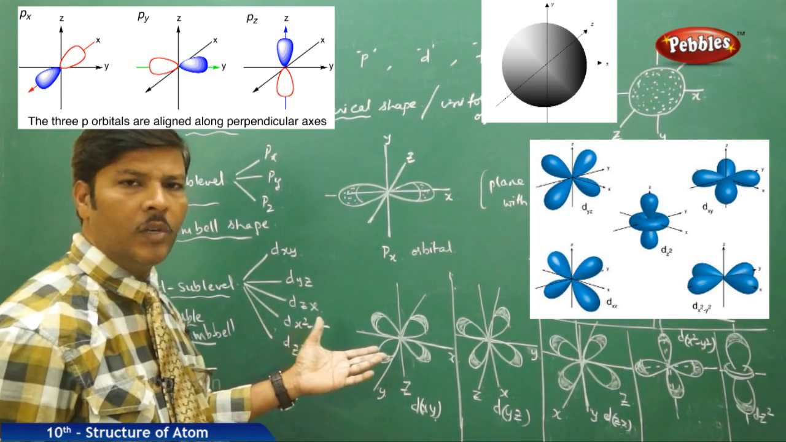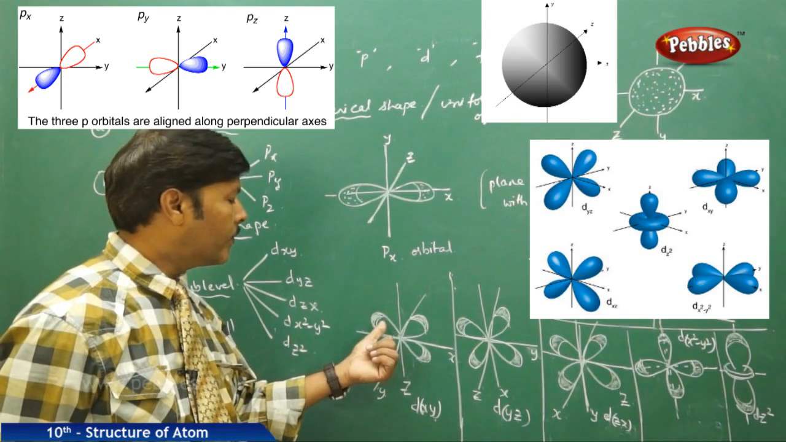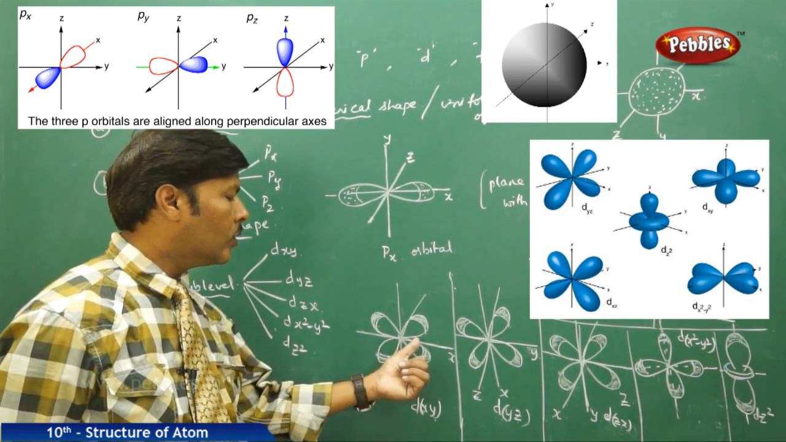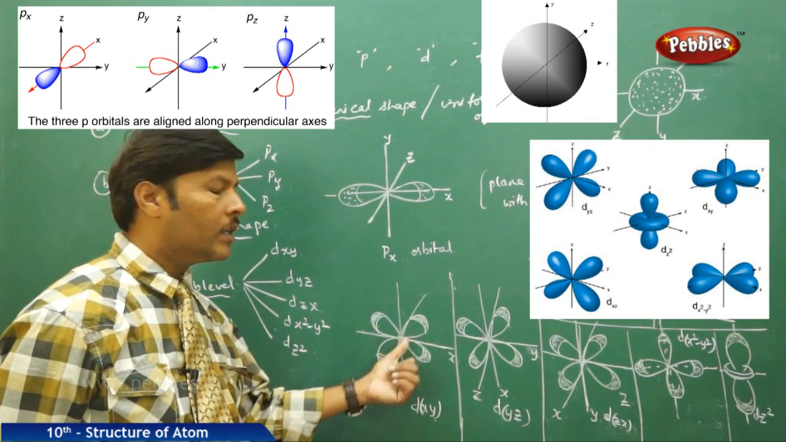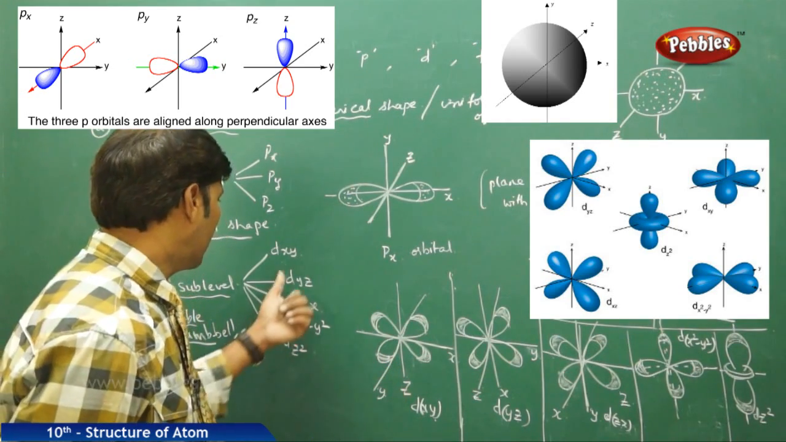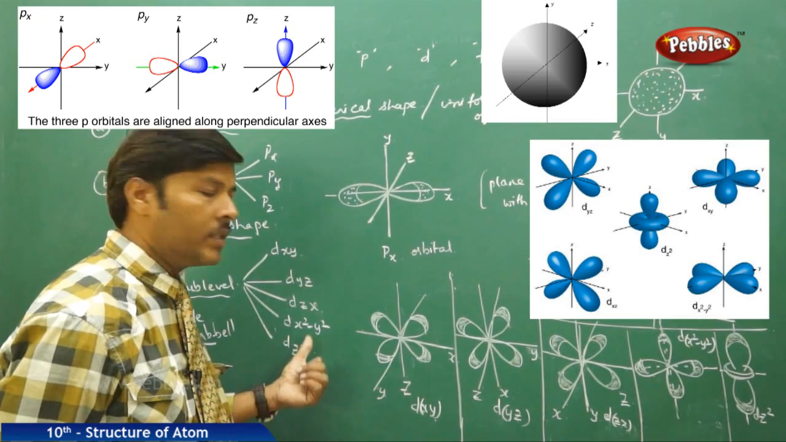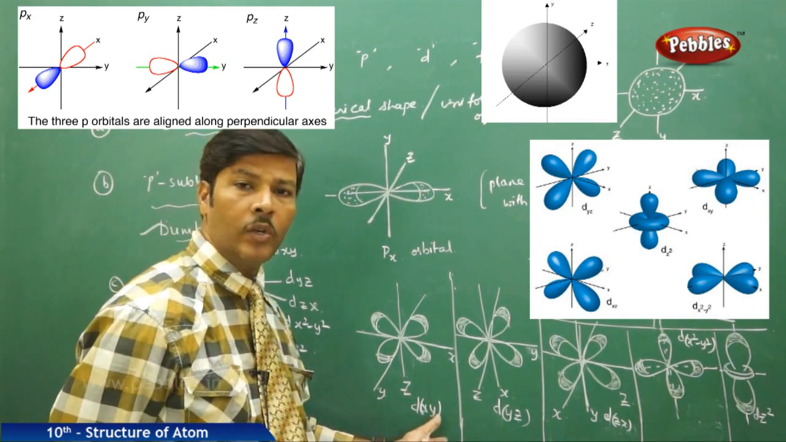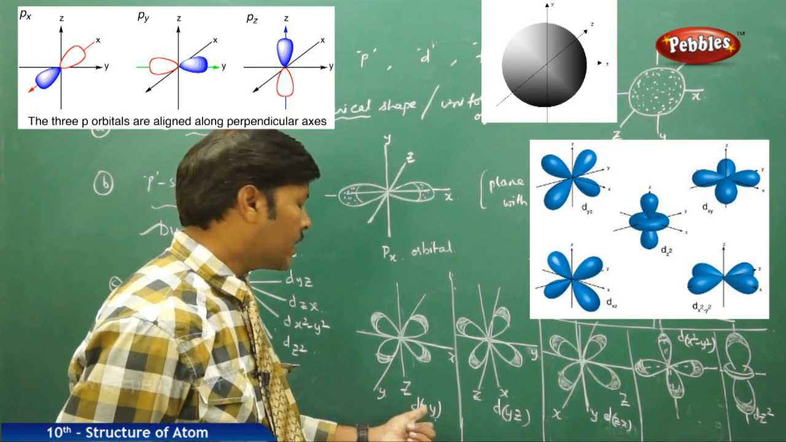What do we mean by double dumbbell here? If you take 4 lobes, 2 lobes will make one dumbbell, and another 2 lobes will give you another dumbbell. So 4 lobes give a double dumbbell shape for a given orbital. Because the d sublevel has 5 orbitals, let us look at dxy first.